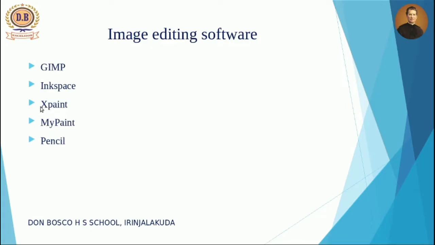These are some of the image editing softwares available. First one is GIMP, second one is Inkscape, third one is Xpaint, then MyPaint, then last one is Pencil. These are some of the softwares which help us for image editing. And in this chapter we are going to learn about the software called GIMP.